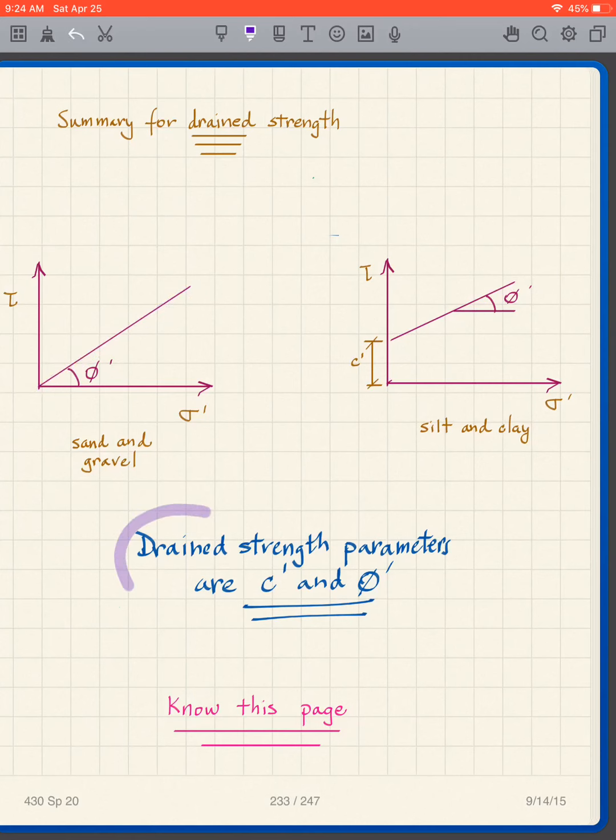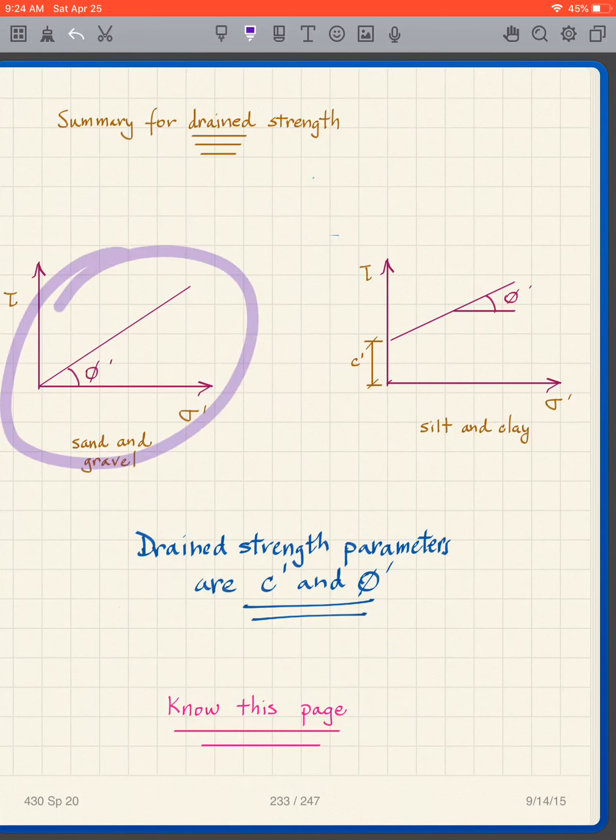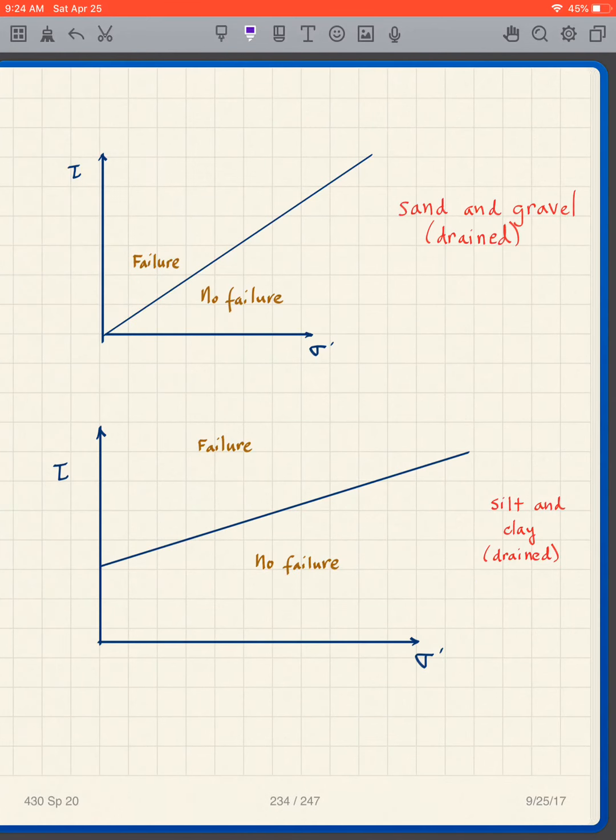So what we call the drained strength parameters are c prime and phi prime. This is our same page, but this is for drained strength. Know this page. You need to know the failure envelope for sand and gravel, and the failure envelope for silt and clay. Again, what does it mean? Here's my failure envelope for sand and gravel. No failure if my stresses are down there. I have failure if my stresses are above. No failure if my stresses are below. Failure if above.